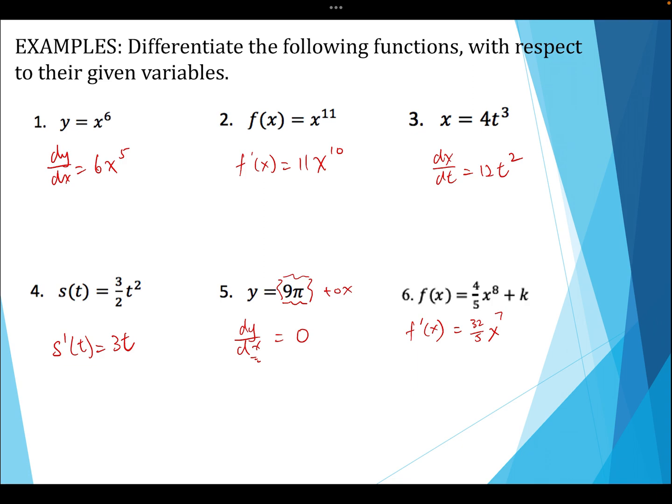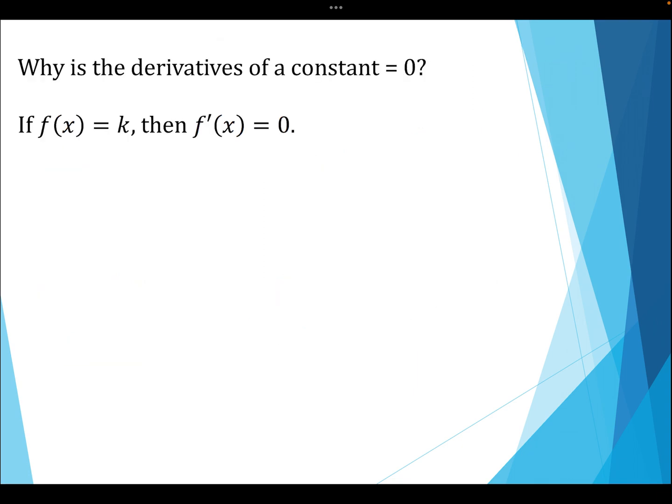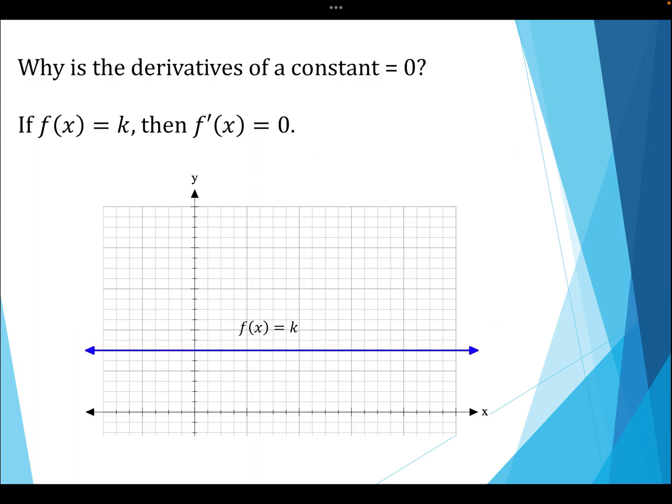Alright, now second last slide. What is the derivative of a constant? Why is the derivative of a constant equal to 0? You know that the derivative is actually the gradient. Since it is a constant, f(x) equals k, and the gradient is therefore equal to 0.